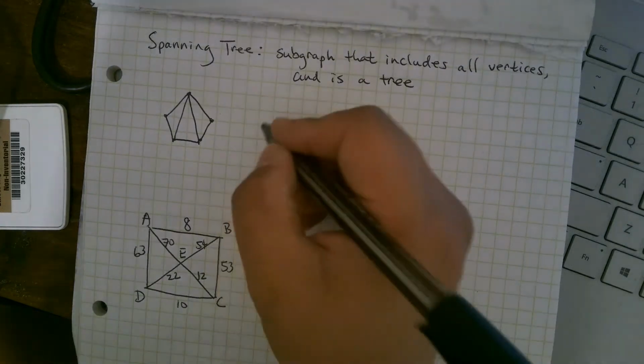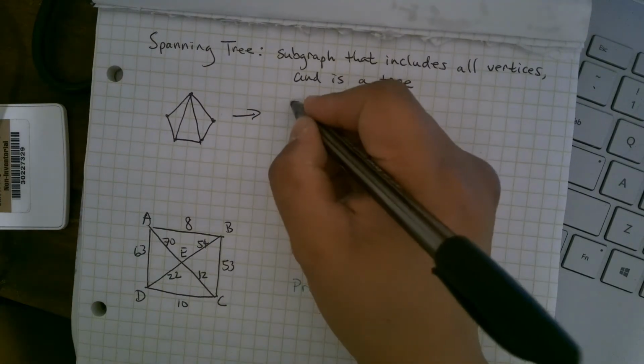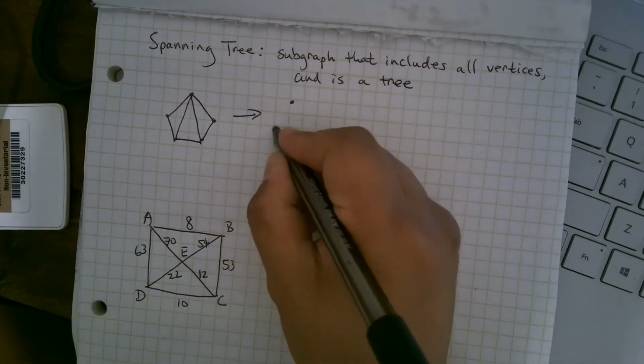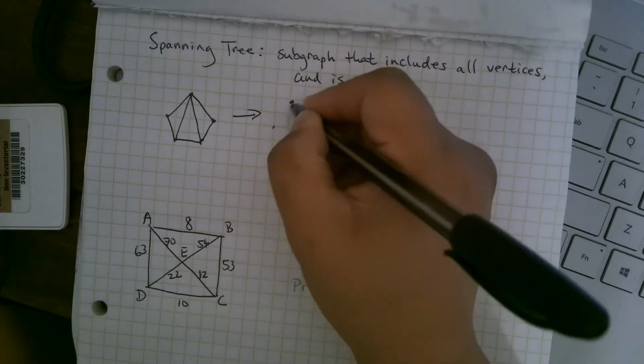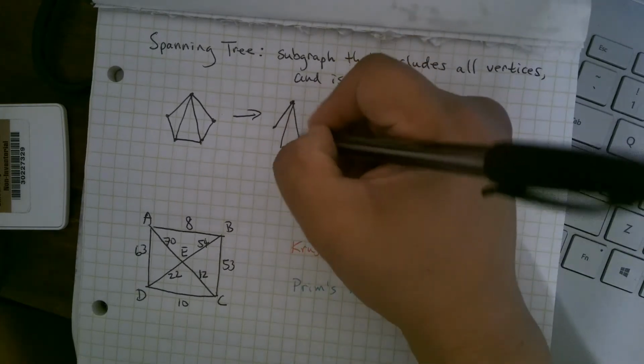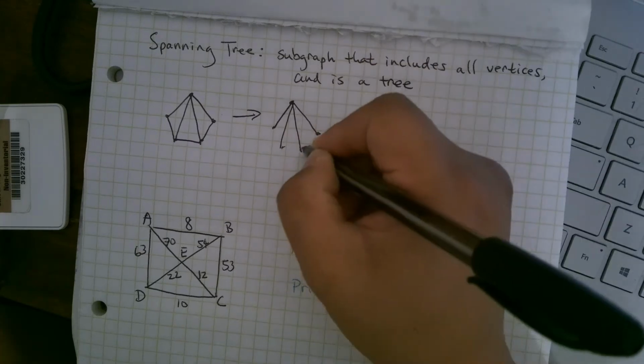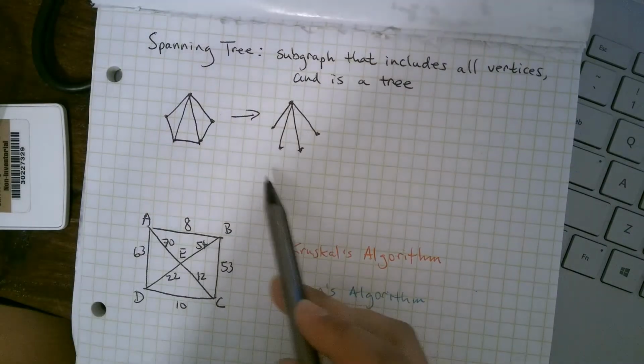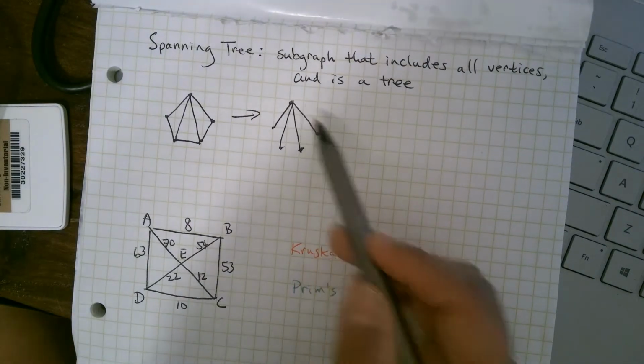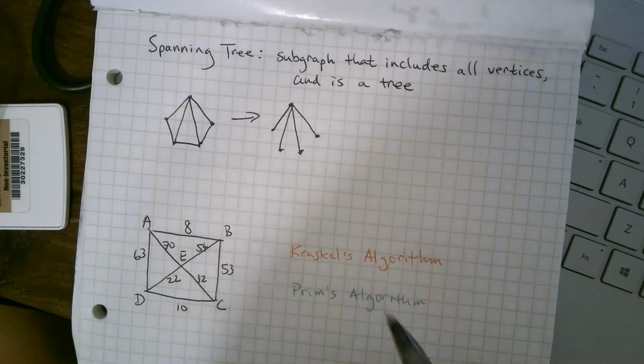Here's a couple different spanning trees. You could take this top vertex and connect it to each of the other vertices. That would be a spanning tree. We've included all the vertices, and this is a tree, meaning there's no circuits, remember?